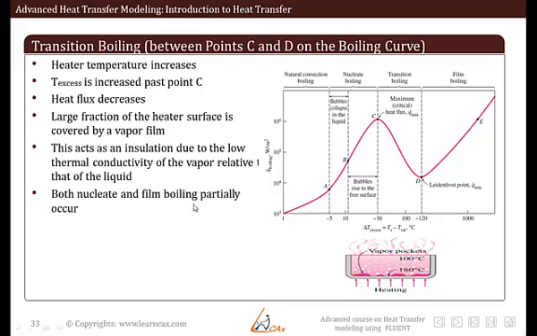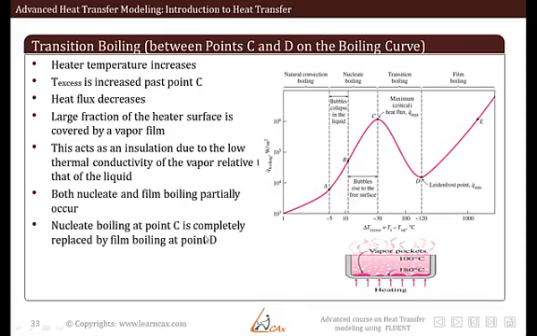Both nucleate and film boiling partially occur in this region. So there is a mixture of both boiling regimes, and nucleate boiling at point C is completely replaced by film boiling at point D. This is the unstable film boiling regime, and it is avoided in practice because there is not much heat flux that we can extract in this regime.